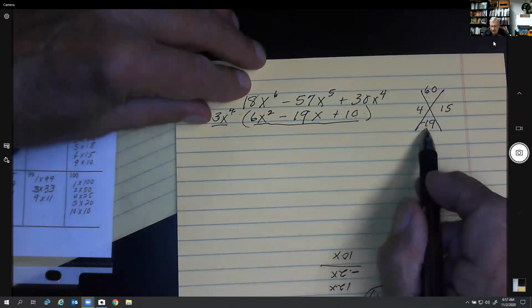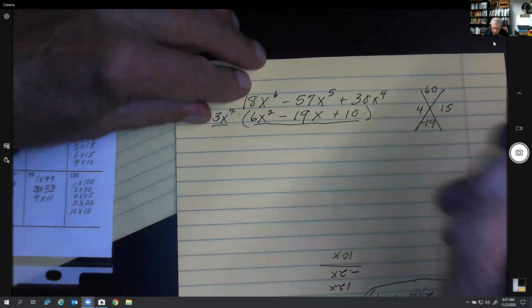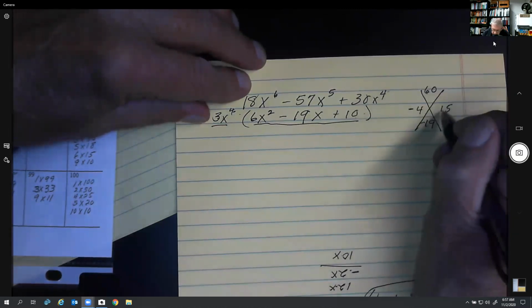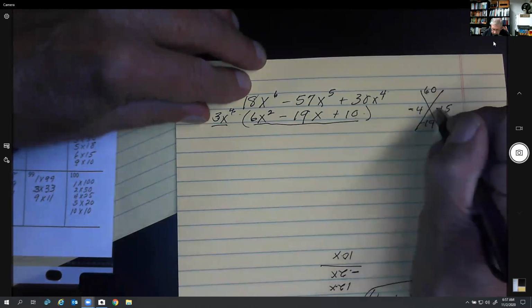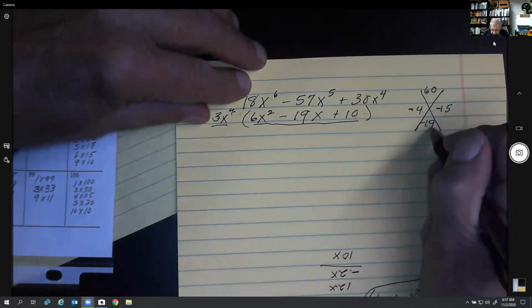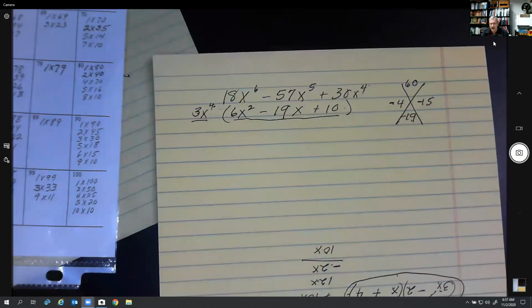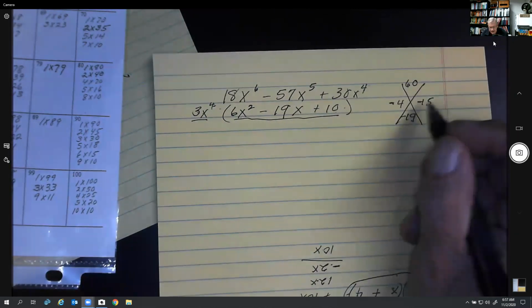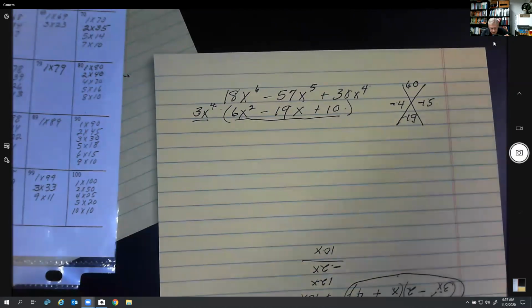But I need a negative 19. So both of these have to be negative. A negative times a negative is a positive. A negative plus a negative is negative. This way I know I've got the numbers that'll give me 60, and I also have the signs correct.